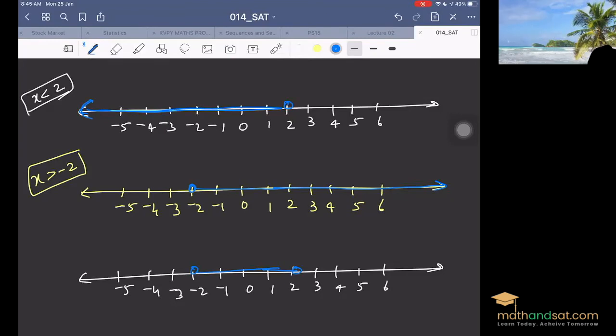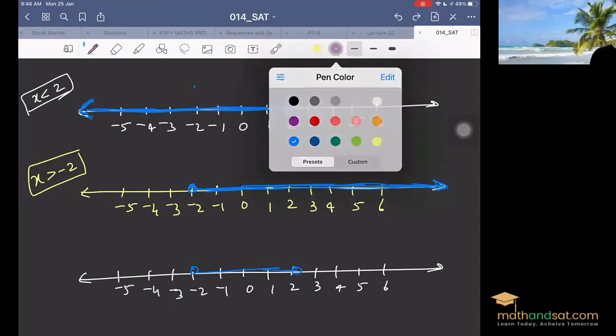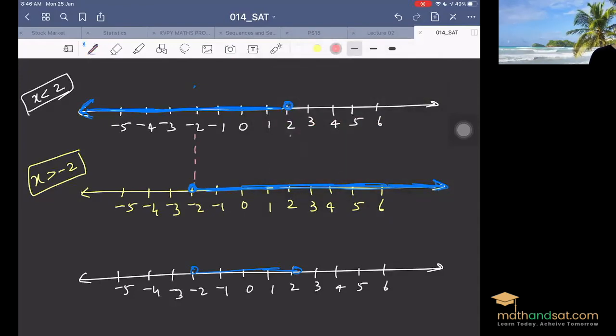You see this? The first region is represented this way with a hole here, with a circle here. The second region is represented in this way, and so the common region comes out as this region. This is our common region, and that is represented here. Hope this makes sense.